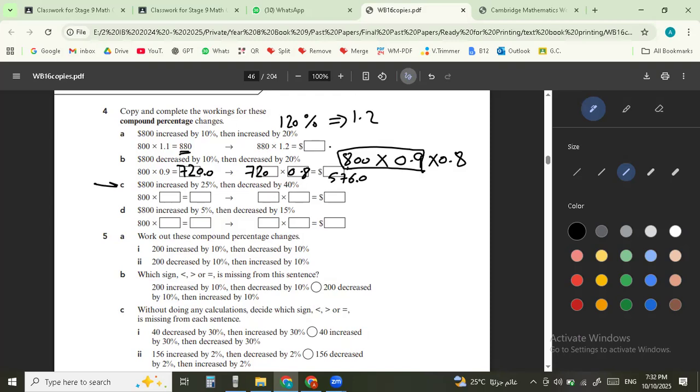This is how you use compound percentages. Same thing exactly in question C, and the same thing exactly in question D. I'm not going to do the answers with you, but I'm going to do the multipliers. Increased by 25% means 125%, which is 1.25. The answer written here, you're going to multiply by decreased by 40%, which is 60%, 0.6. That's the second multiplier. Here, the first multiplier is 1.05. The second multiplier, decreased by 15%, is 0.85, from 85%.